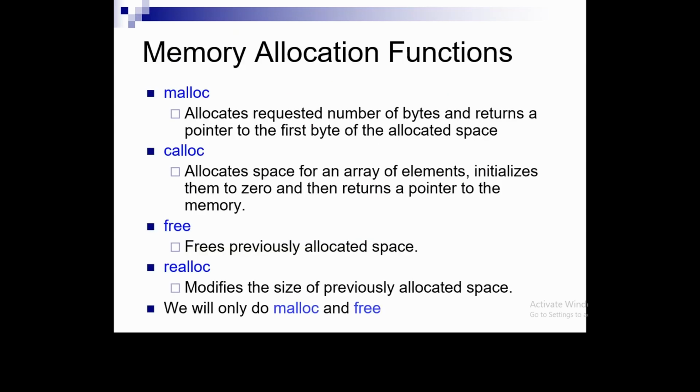Now let's come to the memory allocation functions. We have these three functions, that is malloc, calloc and realloc. And this is the free function. It will simply free the previously allocated space. Okay, but we will use only this function in our programs and the codes that I will explain to you. We will not use calloc and realloc. So the first one, malloc, allocates the requested number of bytes and returns a pointer to the first byte of the allocated space.